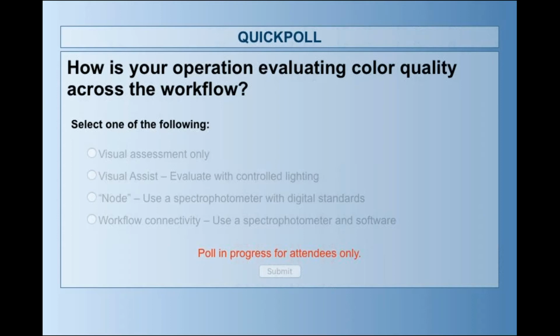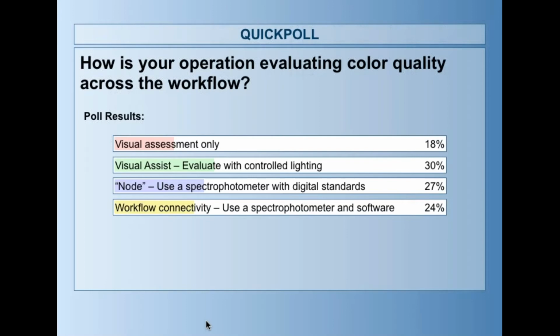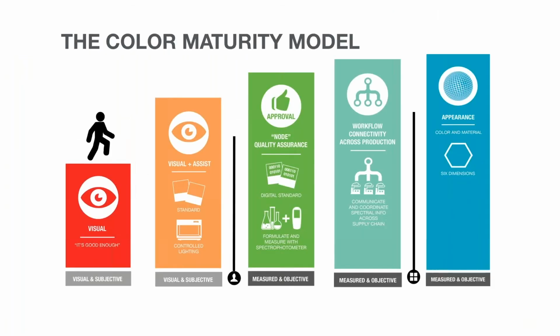All right. Give me a second. Okay, here are the results. Interesting. Almost half are doing a visual assessment of color today, with or without controlled lighting. And roughly half are using either a spectrophotometer or full workflow. It's split evenly between them. Okay, interesting. We refer to this as our color maturity model.